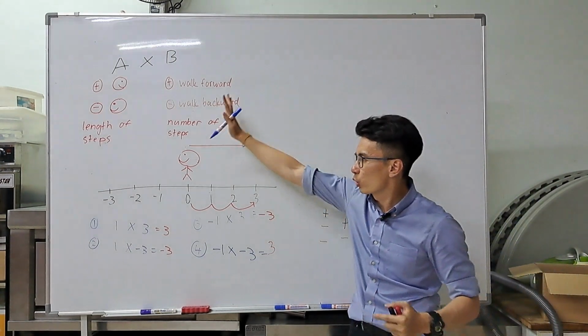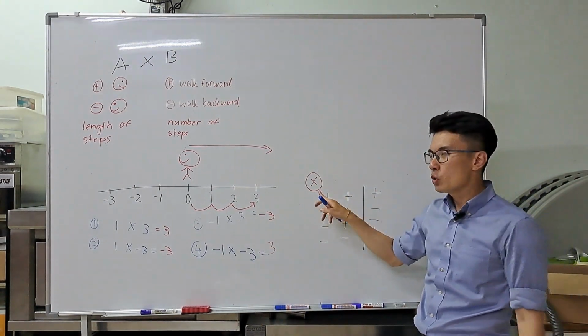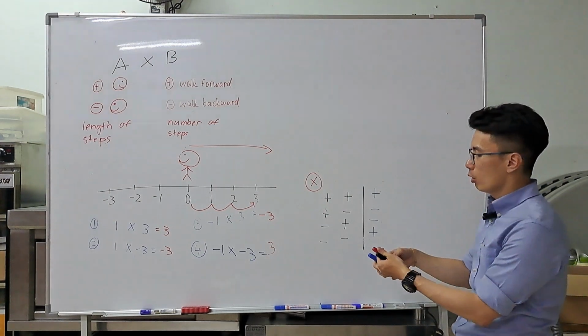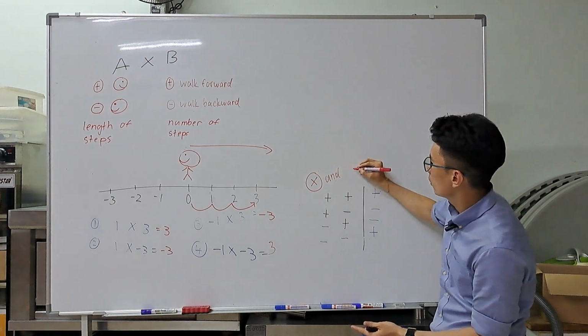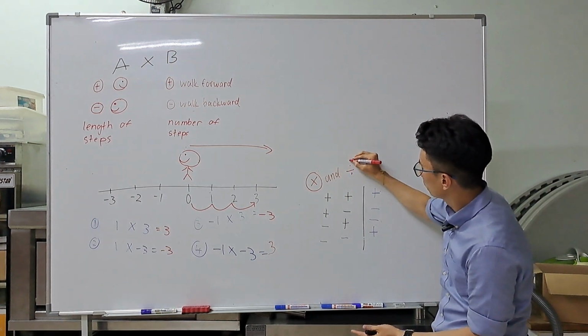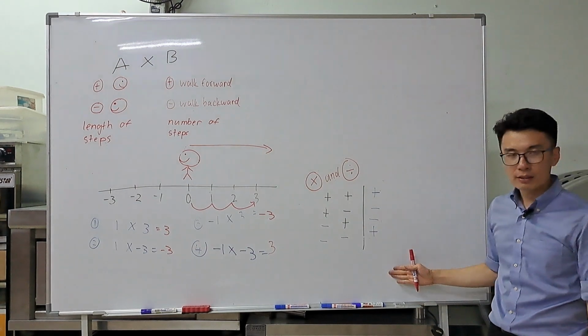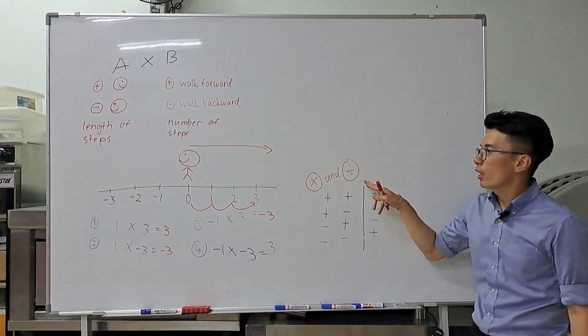And this is the analogy of why it is like that. Now, this doesn't only work for multiplication, it also works the same for division. This pattern works the same for multiplication and division.